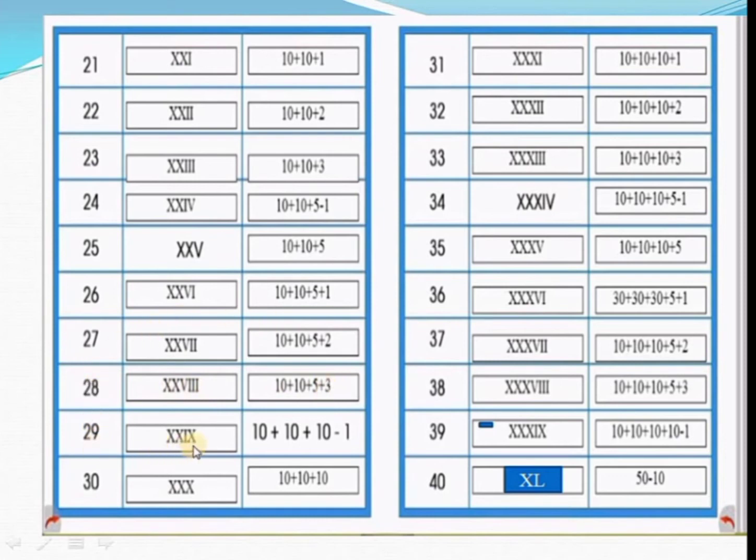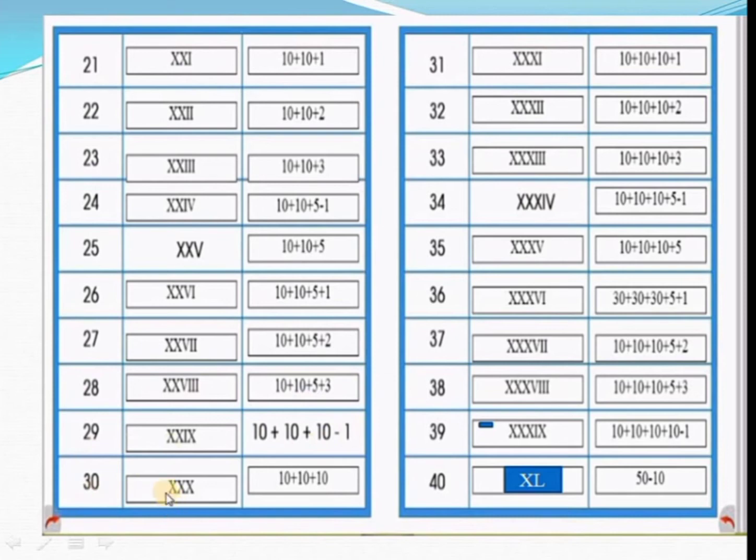29: XXIX. See here the smaller number comes before the bigger number. So we have to write XXIX as 10 plus 10 plus 10 minus 1. Here you have to subtract. So when you subtract, you will get 29.